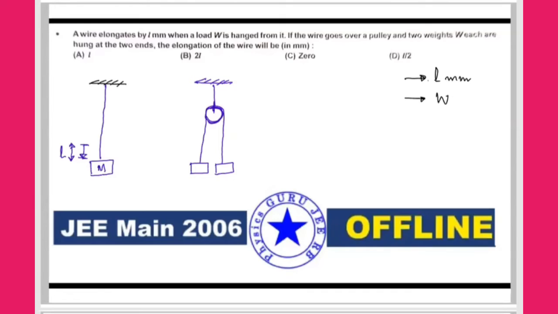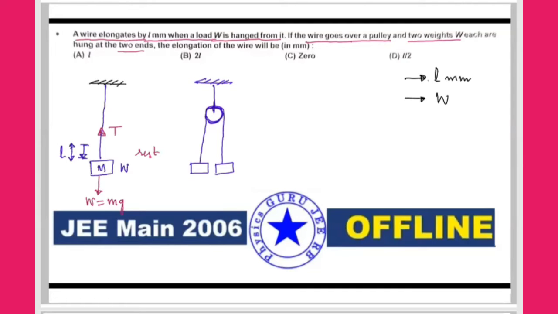Now he's asking about the load W. The weight acting downwards is W, which is equal to M into G. Tension acts in the upward direction, and the load is at rest. This is the first statement. A wire elongates by L millimeters with a load W hanging. If the same wire goes over a pulley and two weights W each are hung at the two ends, what is the elongation of the wire?